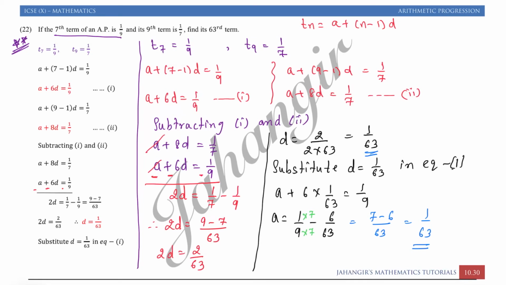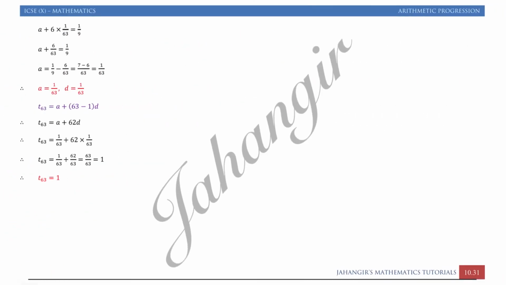Pause the video, write it down. Now we will find the 63rd term. So for the 63rd, first I will write a over here, 1 by 63. I can write d, that is 1 by 63, and we want T63.